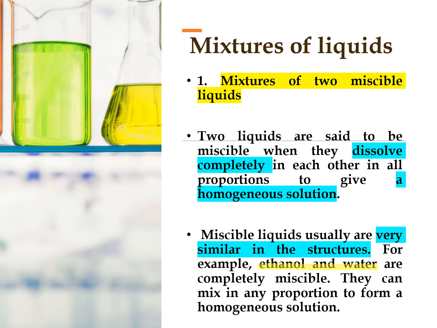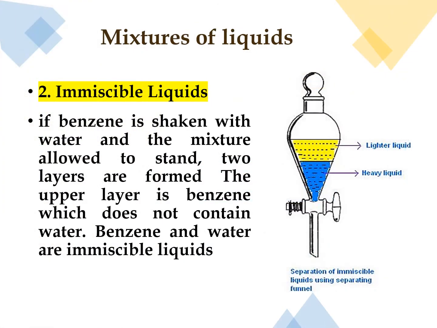Ethanol has hydrogen bonds between the molecules. Water also forms hydrogen bonds between the molecules. So both of them can form hydrogen bonds with each other. As for immiscible liquids, an example is benzene and water. These two cannot form bonds with each other, so they will form two layers. The upper layer is the benzene, and the bottom layer is the water.